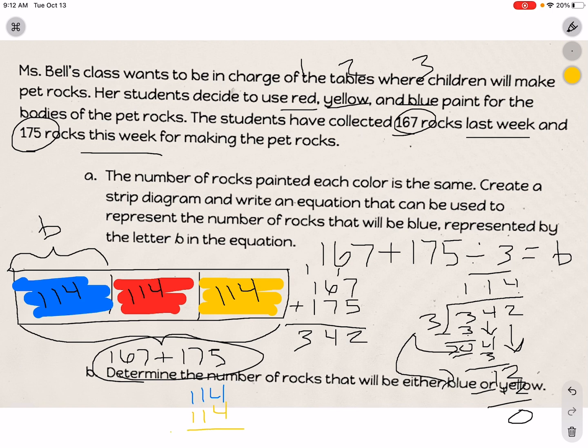So how many will be either blue or yellow? 4 plus 4 is 8. 1 plus 1 is 2. And 1 plus 1 is 2. 228 rocks will be either blue or yellow.